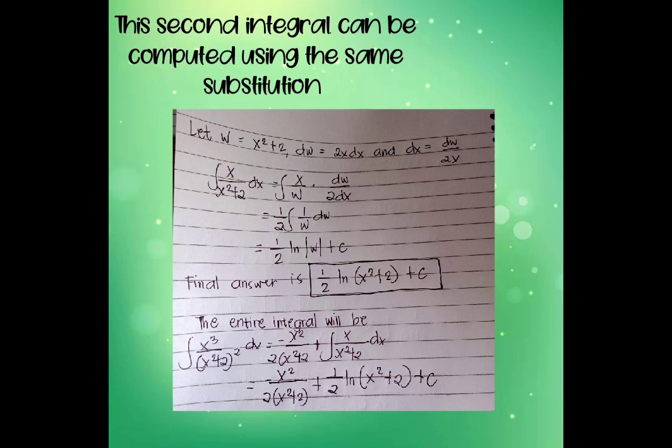So, the entire integral of x cubed over x squared plus 2 squared dx is equal to negative x squared over 2 times the quantity x squared plus 2, plus the integral of x over x squared plus 2 dx, which is exactly negative x squared over 2 times the quantity x squared plus 2, plus 1/2 ln of the quantity x squared plus 2, plus c. Okay? That is for our first problem using the integration techniques.